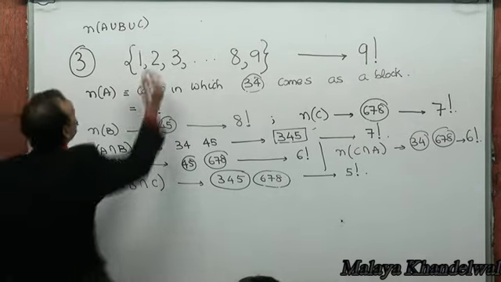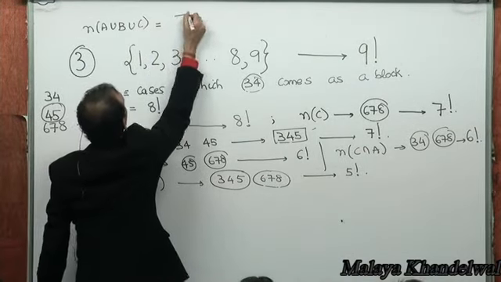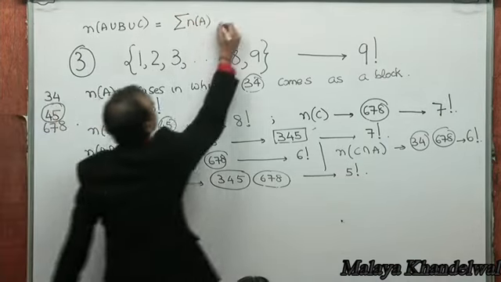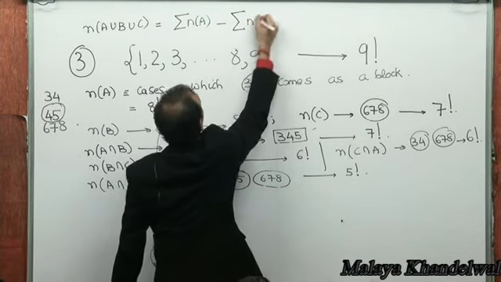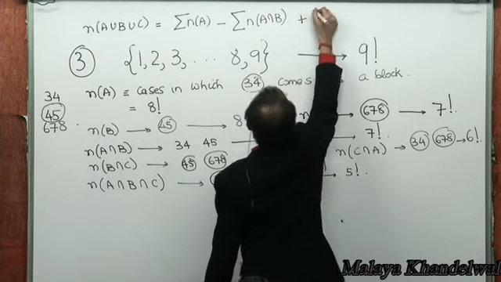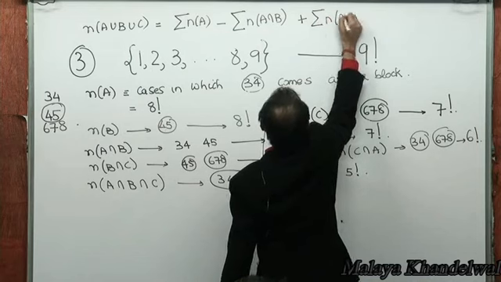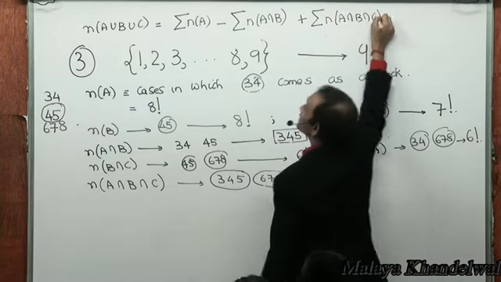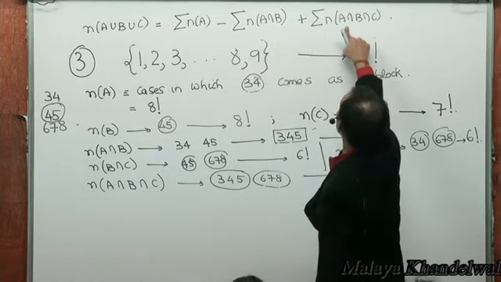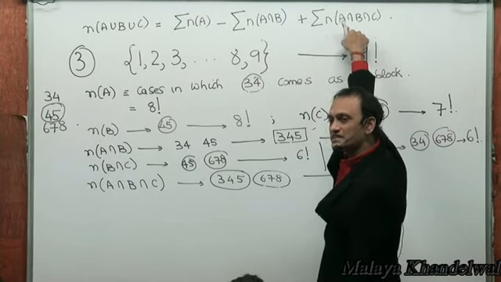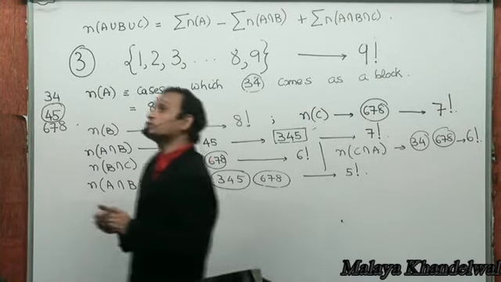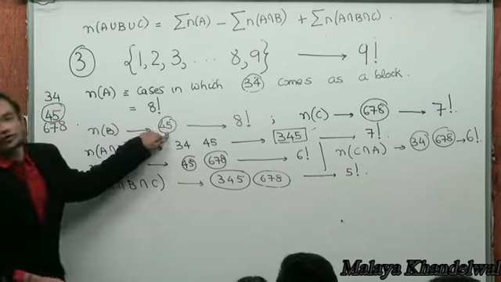summation NA, which is NA plus NB plus NC, minus summation N A intersection B, that means AB, BC and CA, plus summation N A intersection B intersection C. So this is NA plus NB plus NC, this is NAB, BC, CA, and this would be just one term, A intersection B intersection C. So you can do this calculation. This would give you the count in which at least one of them would appear as a unit.